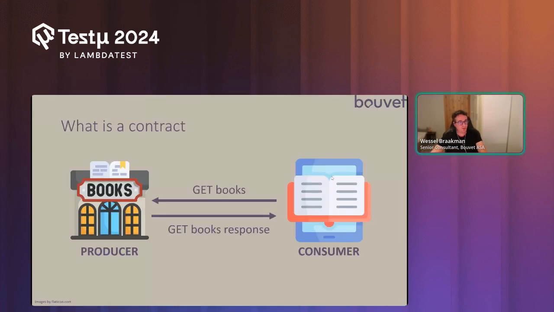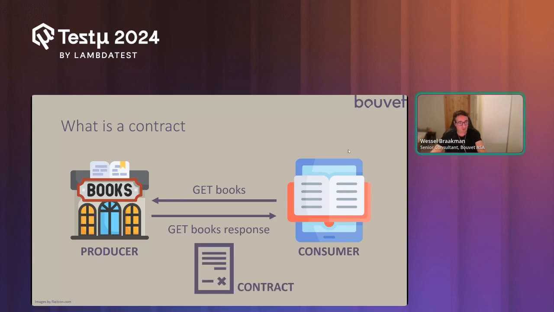Continuing with what a contract is. As I said, there are producers and consumers of data. And in our bookstore example, the bookstore is the party that produces data about books because they have the books. And the consumer is the app which wants to show the books. So in our example, the consumer sends a get books request over an API to the producer, and the producer in return responds with a list of available books. Very simple example, but I hope it works for you guys.